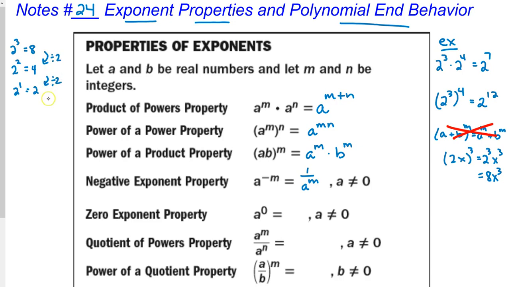So suppose we continue that pattern and we divide by 2 again. That's going to give us 2^0 equals 1. So that's a little bit of foreshadowing to our next property, actually, the zero exponent property. a^0 is 1, as long as a is not equal to 0. 0^0 is another can of worms.